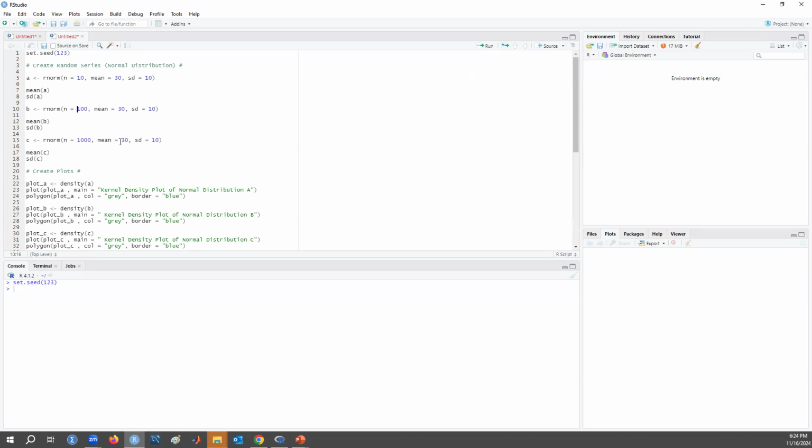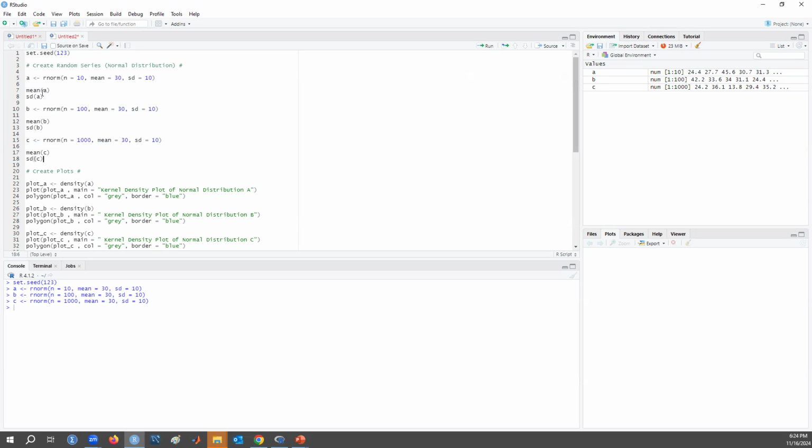And for vector C, mean of 30, standard deviation of 10, same as vectors A and B. But in this instance, we're going to have 1,000 observations sampled from our population. So let's go ahead and run each bit of code here. And you can see in the right portion of RStudio, we have our vectors being created.